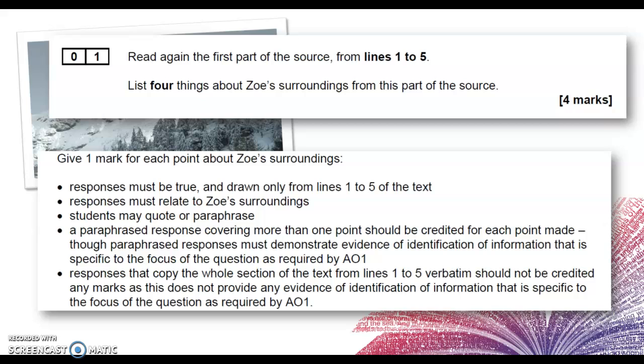the exam board are onto you, and they've identified that as something that examiners are not allowed to give any marks for, because that isn't showing any understanding. It doesn't show that you have understood what you've read and selected the information. That's copying. So if you just copied out lines 1 to 5, or whichever lines were the focus in a different exam paper, you wouldn't get any marks for doing that.